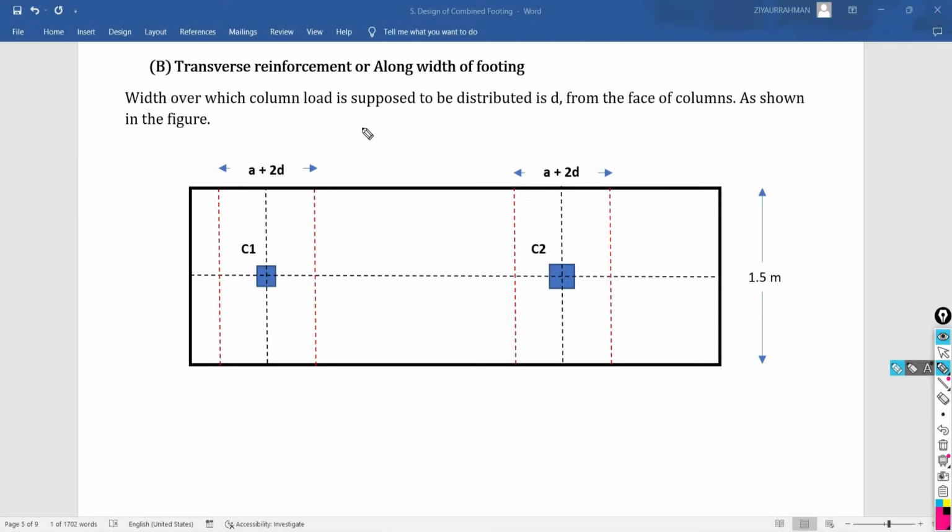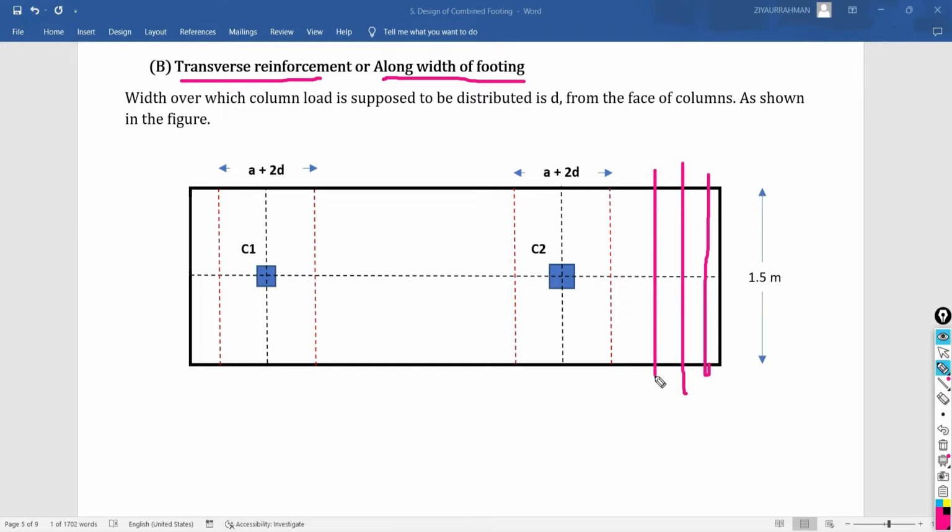Now after deciding the reinforcement along the length of the foundation, we have to find out how much reinforcement is required in the transverse direction, or in another way, how much reinforcement is required along the width of the footing at its bottom and at its top. So I want to calculate how much reinforcement is required along the width of the footing. For that I am going to consider the load that is coming from column C1 and column C2.